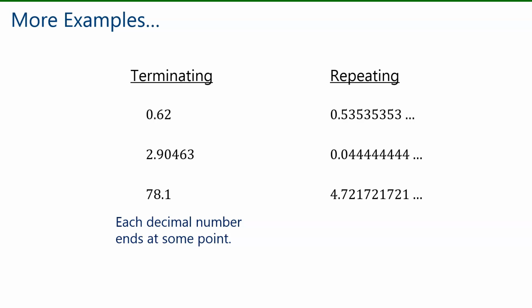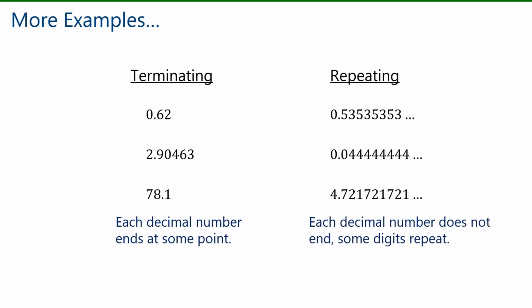Now for the decimals on the right, we can see that some values repeat. So for the first one, we have 53, 53, 53, 53 repeating. For the second one, the 4 repeats. And for the third one, the 721 repeat over and over. So in each of these decimals, they don't end and some of the digits repeat. Sometimes you can have just one number repeating, 2 numbers repeating, or even 3 numbers.